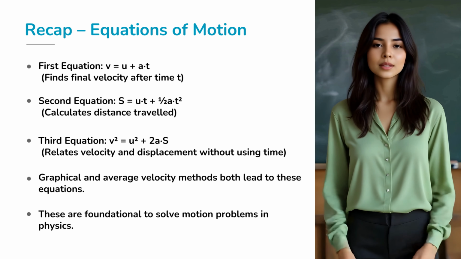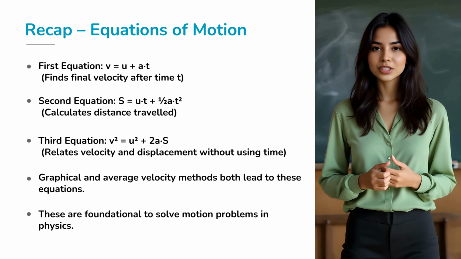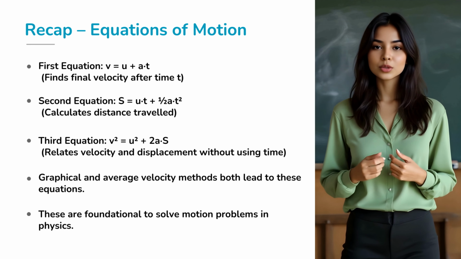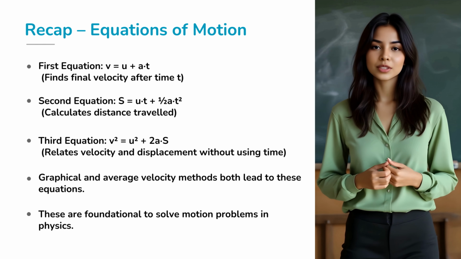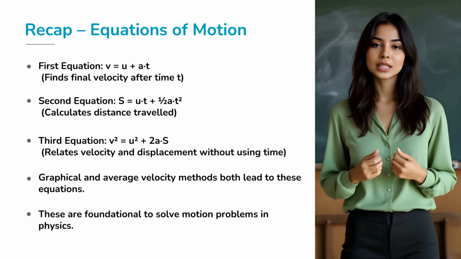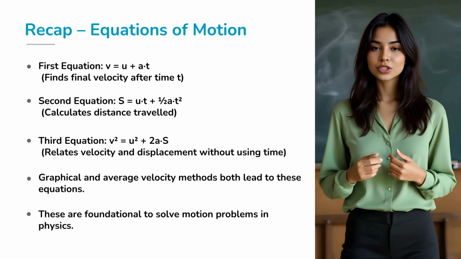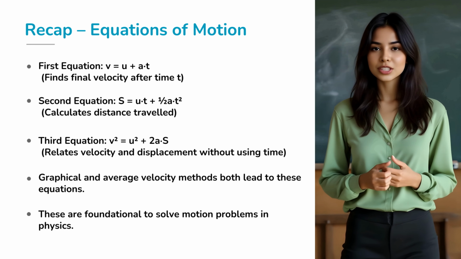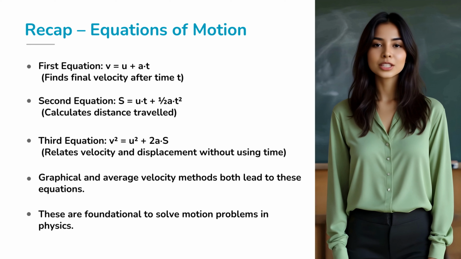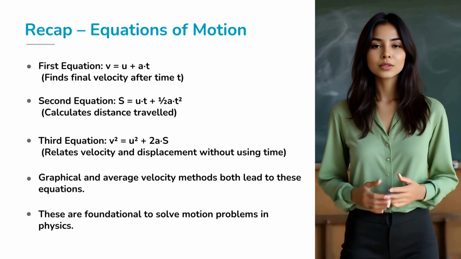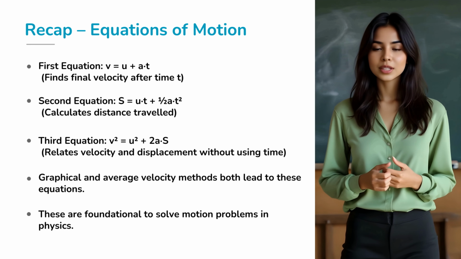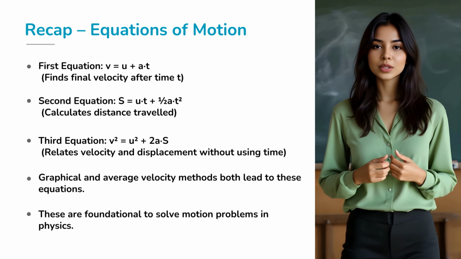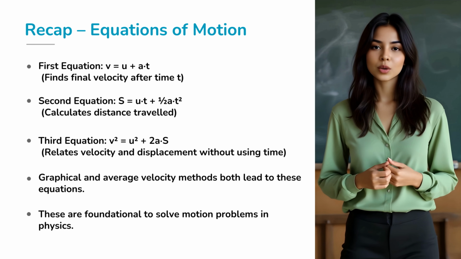All right, learners, let's quickly revise everything we've discovered today. When a body moves with uniform acceleration, we use the first equation, v equals u plus a into t, which tells how velocity changes over time. The second equation, s equals u into t plus 1 by 2 at squared, gives the distance covered. The third equation, v squared equals u squared plus 2as, relates velocity and distance, no time needed.